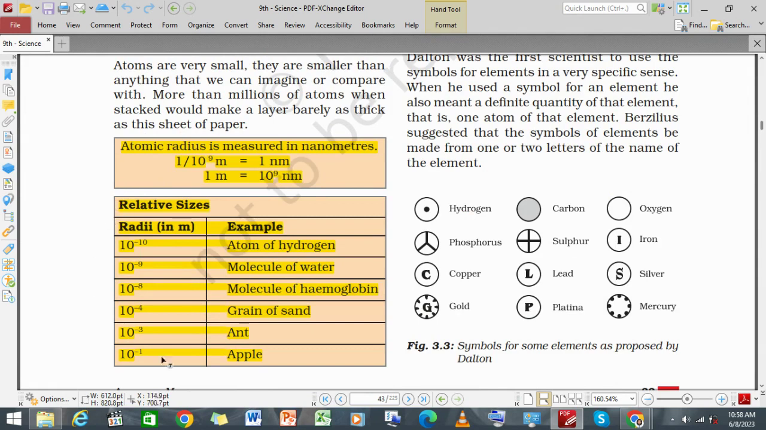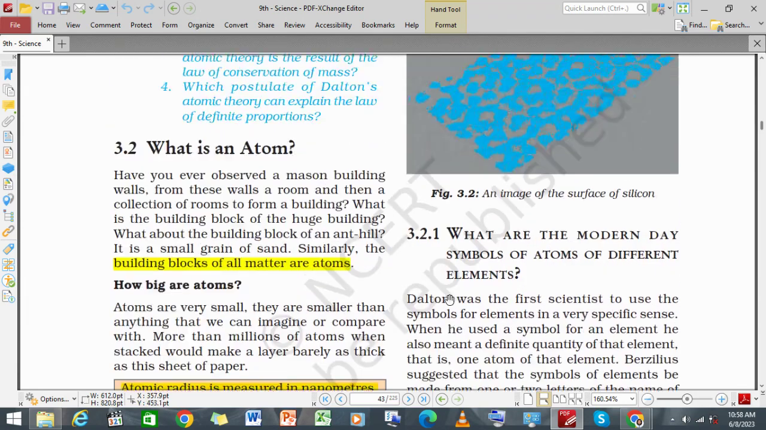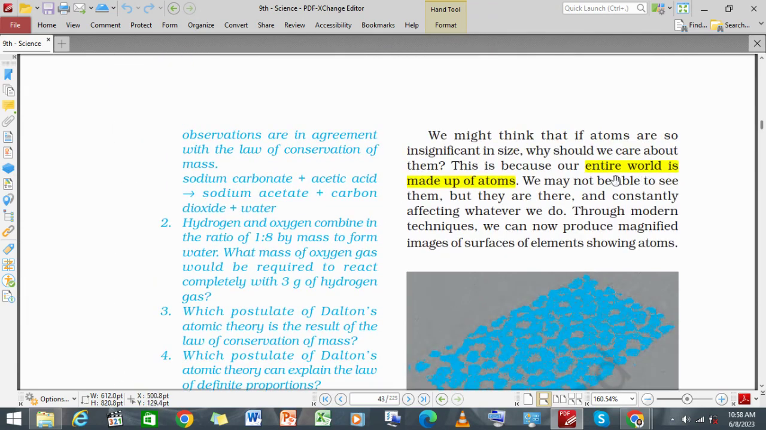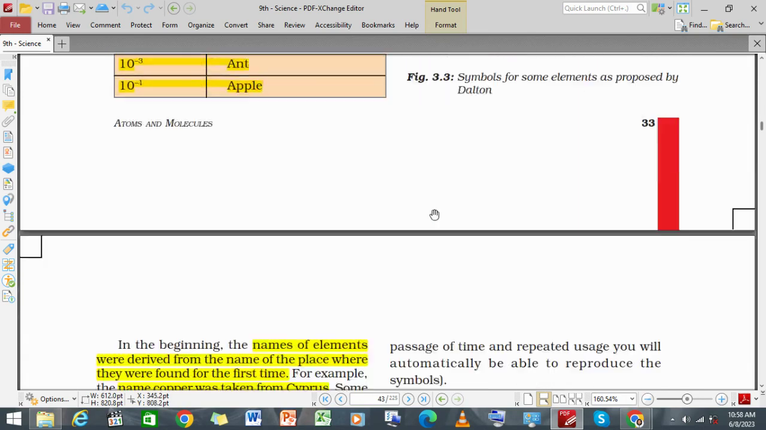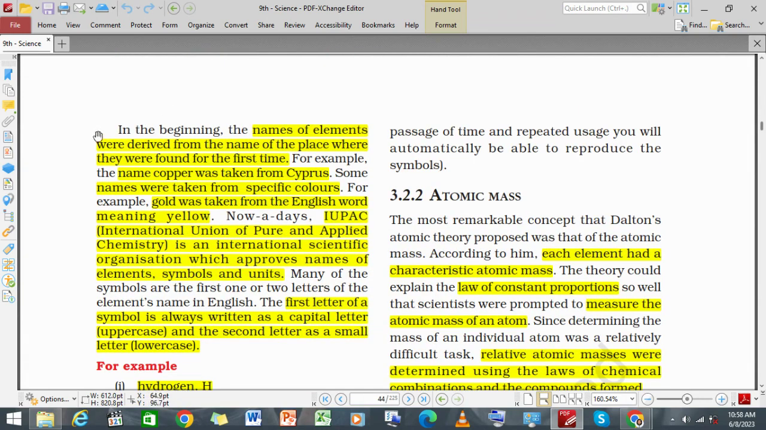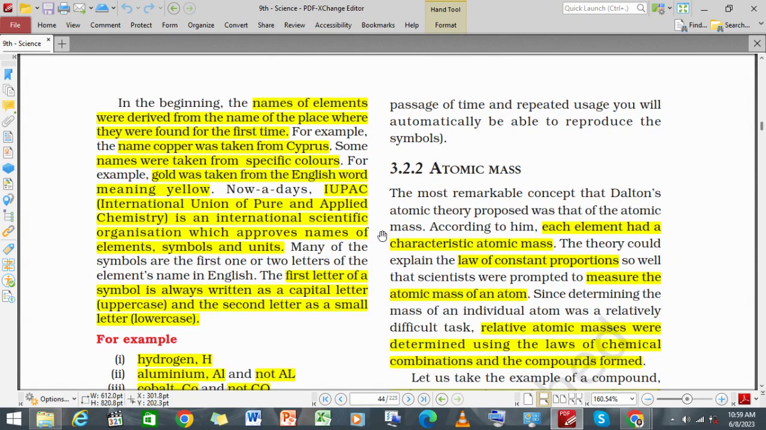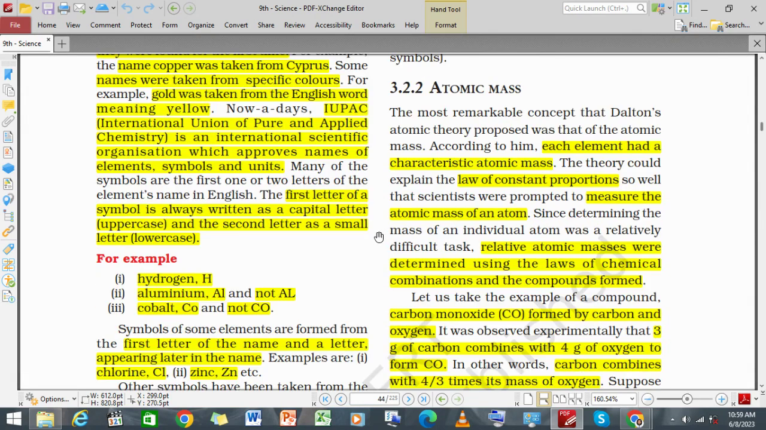And here relative sizes have been given, though it is not useful. Now, the entire world is made up of atoms. That is absolutely correct. And names of elements were derived from the names of places where they were found for the first time. Like copper was taken from Cyprus, and a name was taken from a specific color. Gold was taken from an English word meaning yellow. Now IUPAC, International Union of Pure and Applied Chemistry, is an international scientific organization which approves names of elements, symbols, and units.